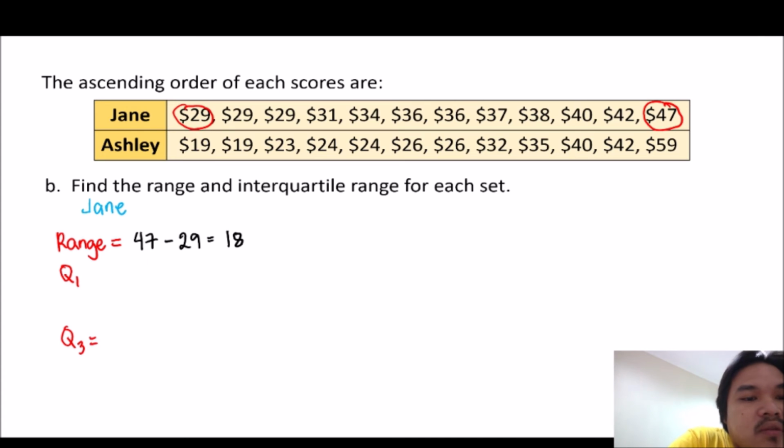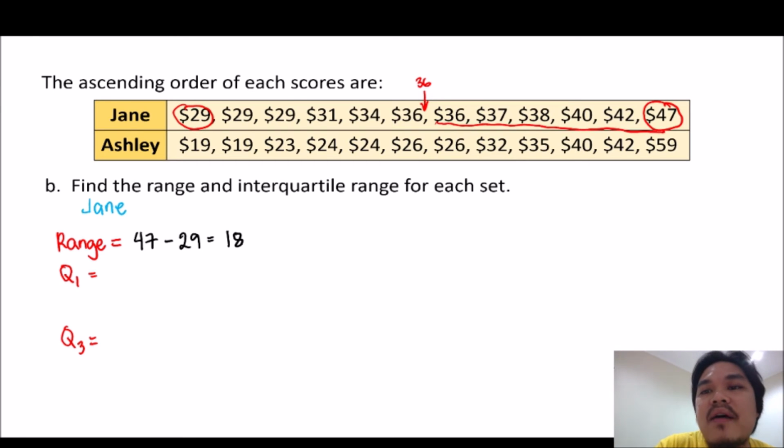Okay, so we will start with Q1. Since our median is 36, so 36 is located here. So this will be our upper half, and this will be our lower half.